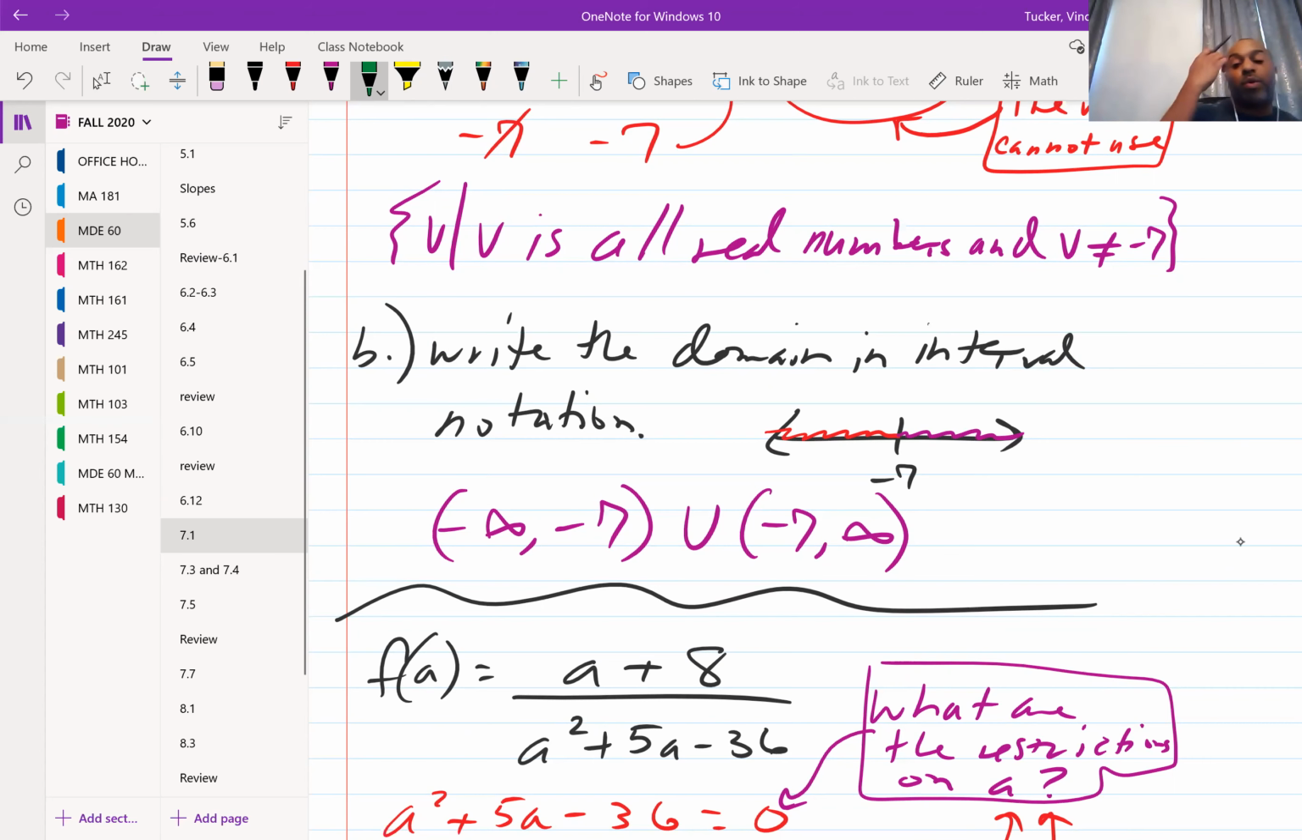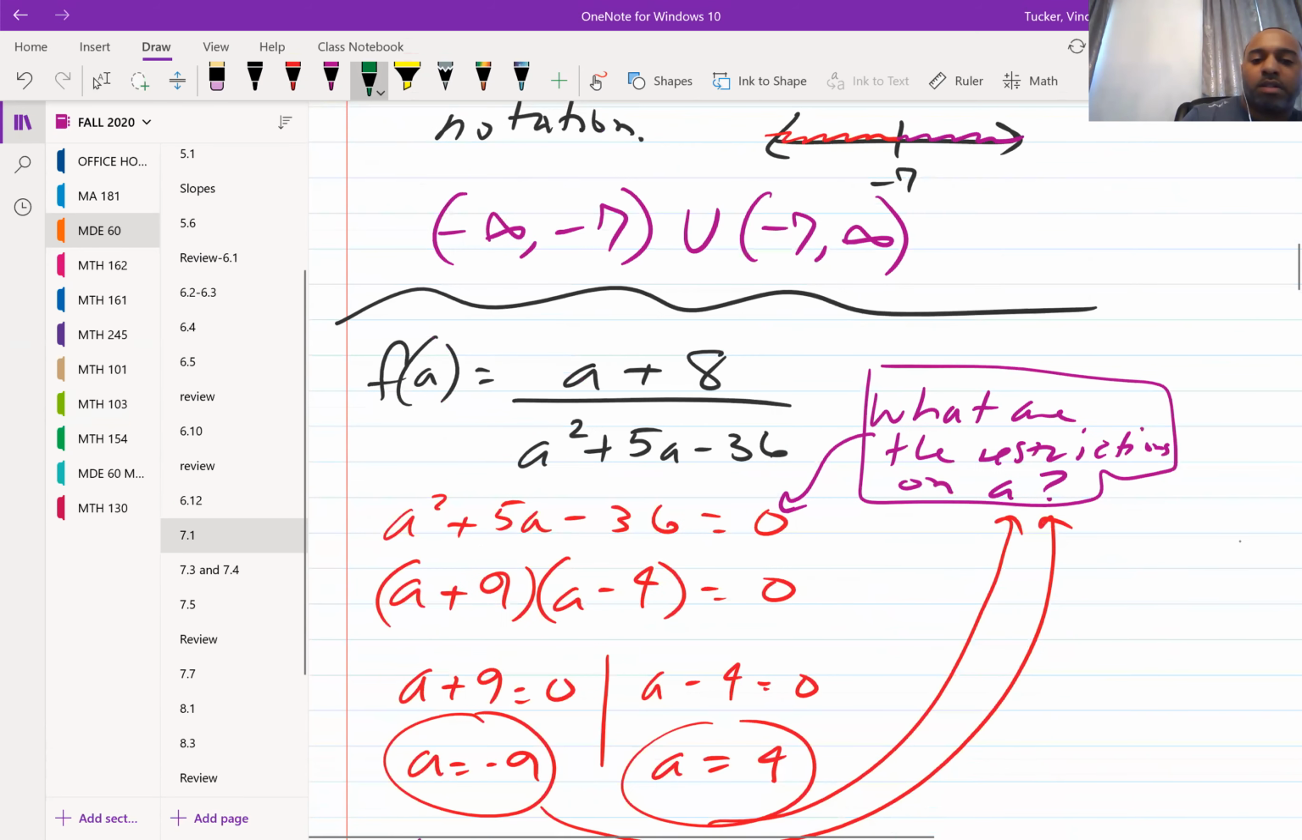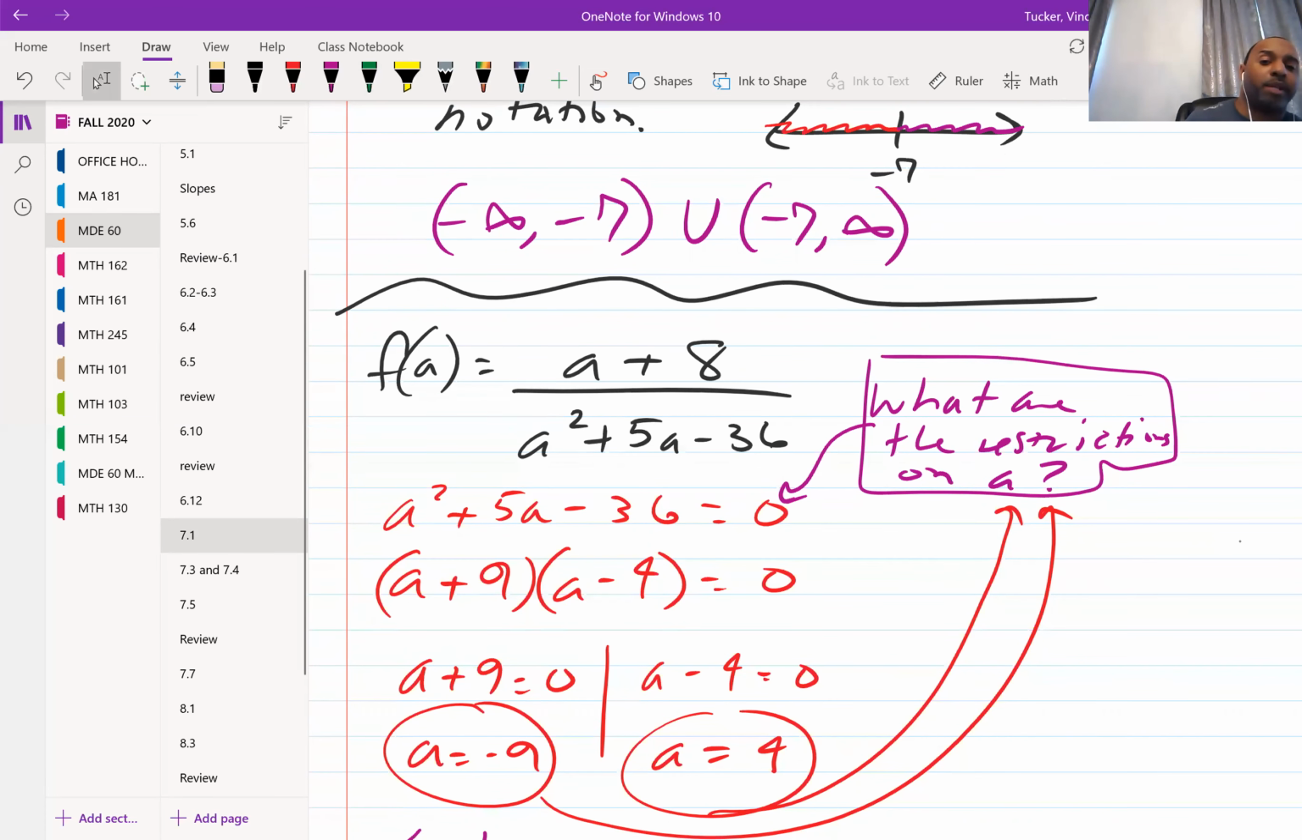All right. So the next one, we want to go through the same process. We're talking about writing the domain. So we have a plus 8 over a squared plus 5a minus 36. And the first thing you want to do is set the denominator equal to 0. And so that's what we did here. We want to figure out what values cannot be used as far as plugging in values for a. So we set our denominator equal to 0. We want to know when is our denominator equal to 0. So that's why you set it equal to 0.